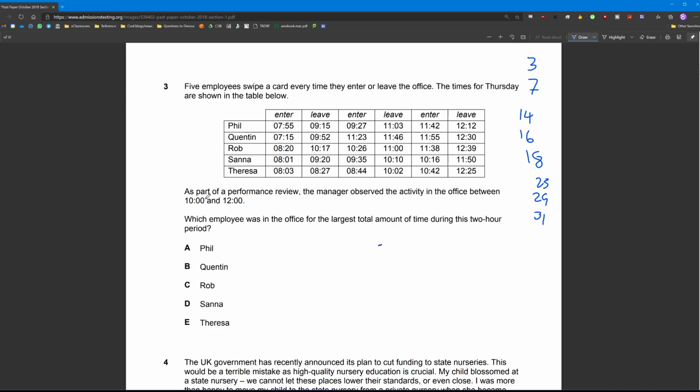The first thing I want to do is draw a line. What I'm going to do is draw a line at 10 o'clock in each column and at 12 o'clock for each column. So firstly, I know that 12 is before these numbers, but after this number. So I'm going to write a 12 o'clock line here. This is 12 o'clock. And 10 o'clock falls between these two, and these two, and these two, and these two, and these two.